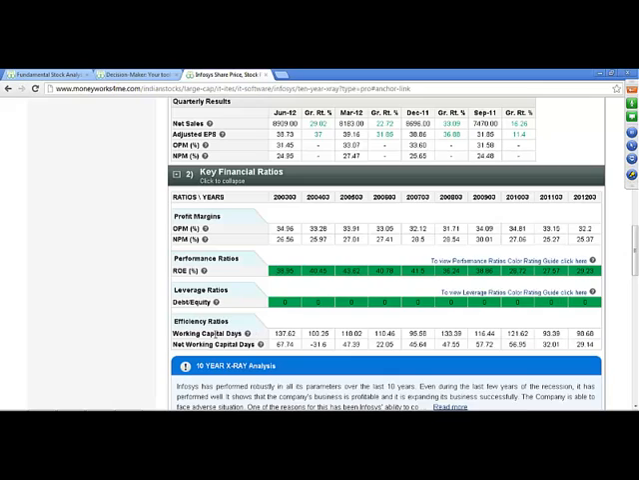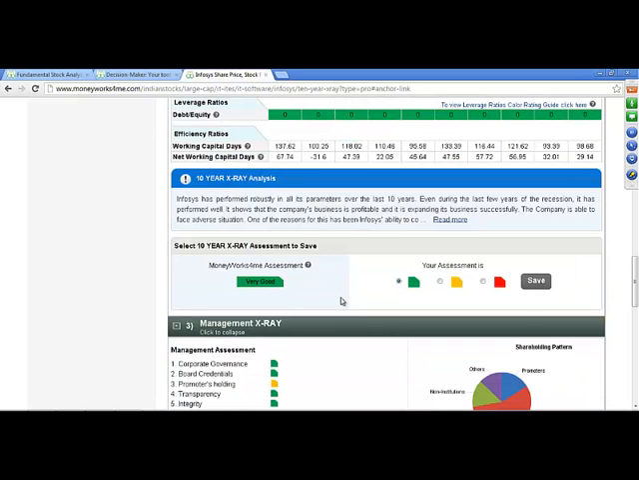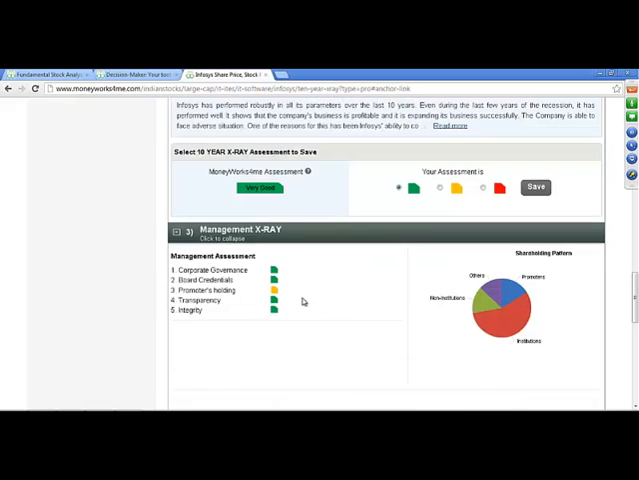And then you have the working capital days and net working capital days, okay, which are trying to gauge the efficiency of the company and how efficiently it uses its working capital, how efficiently it collects its receivables and manages its inventory, and so on and so forth. Okay, so these were the key financial ratios. The third part of the 10-year X-ray Pro is the management X-ray. So registered users, if you are not subscribers, you won't get access to this, which is a very important part, which is the management X-ray.